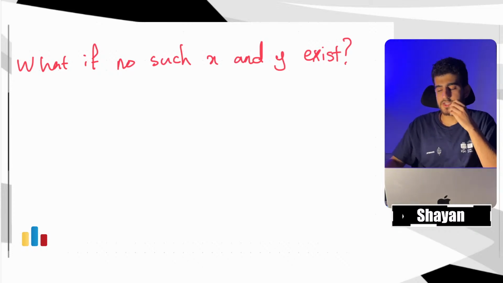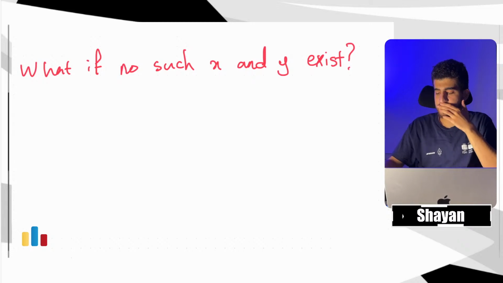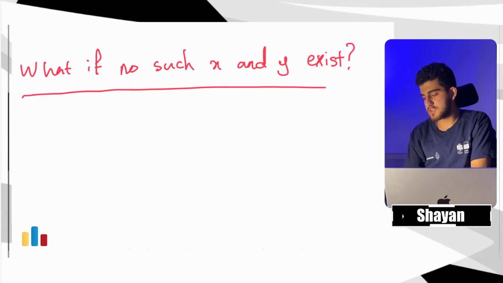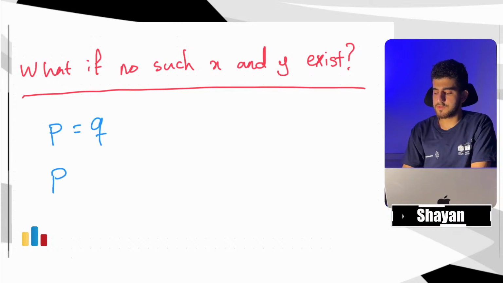What if no such x and y exists? We know that if such x and y exist, Alice wins. But what if no such x and y exists? The point is that this is a very special situation where either p is equal to q or p is equal to reverse of q.